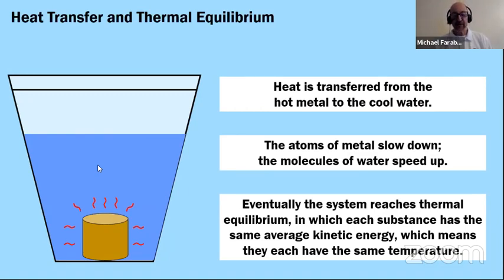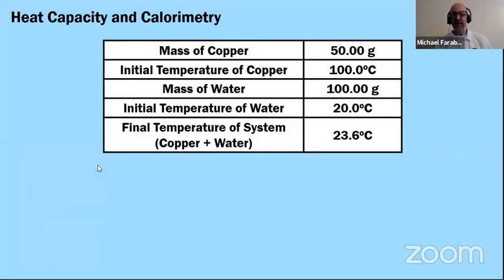So that experiment of transferring a hot piece of metal to a cooler cup of water is a rather classic thermochemistry experiment. So you might have actually done this in your chemistry class, or you might have seen a demonstration about this. Here I have a data table with information about how much the copper weighs, 50 grams. The initial temperature of the copper was 100 degrees Celsius because it was sitting in a boiling water bath, and that is the boiling point of water.